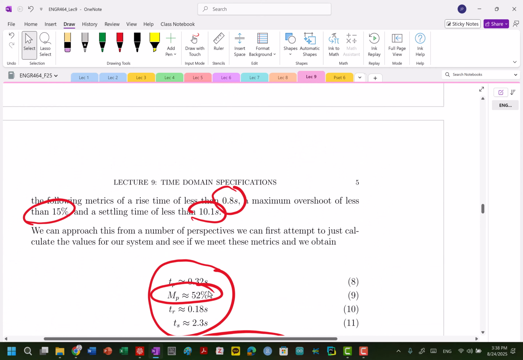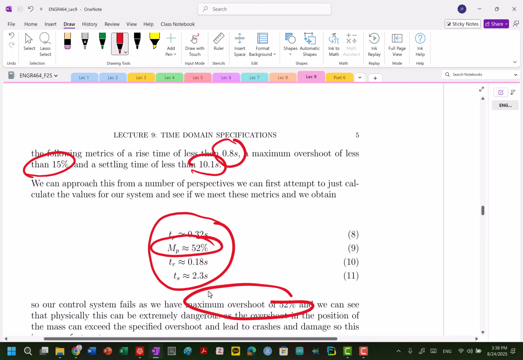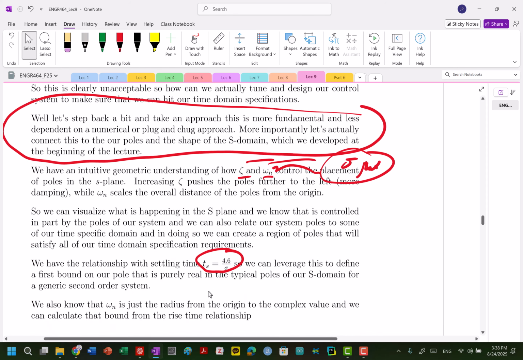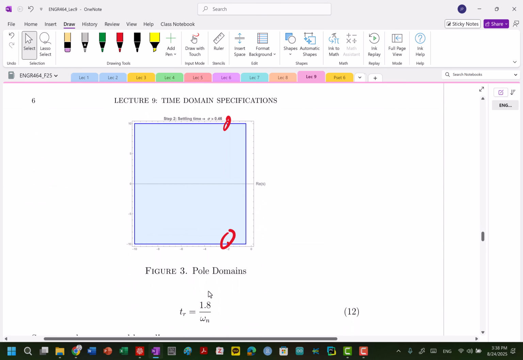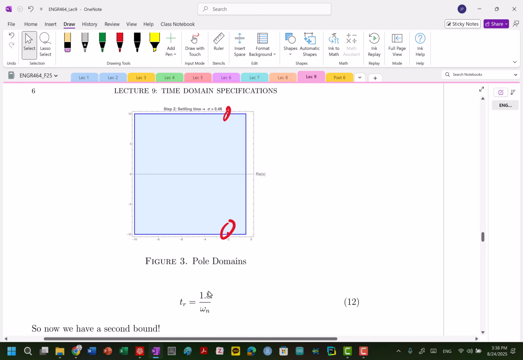That should make sense because remember, we were fine. We ticked this box: settling time less than 10, we were fine on. The thing that we failed was the maximum overshoot. So we're building this framework, and we fit in there, so we're good to go.